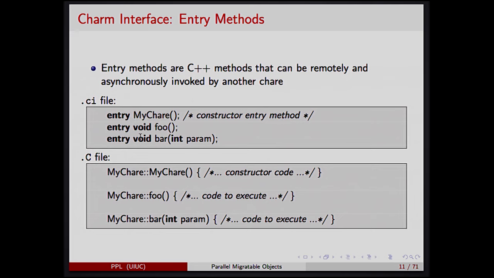Now, this is just like a method declaration in the .ci file, but compare what you are doing here. Here, you have my char colon colon bar int parameter. Here also you say entry, return value is always void, because remember these are asynchronous method invocations, which means they're not going to return a value to you. You're going to send a method invocation towards them. They're going to use the parameters from the invocation, do something with it, and that's it. Maybe as a result they will send back something to you, but there is no return value. And so the return value has to be void.